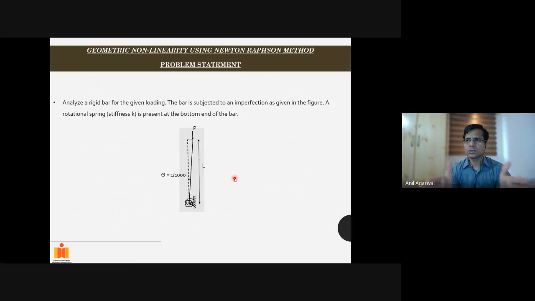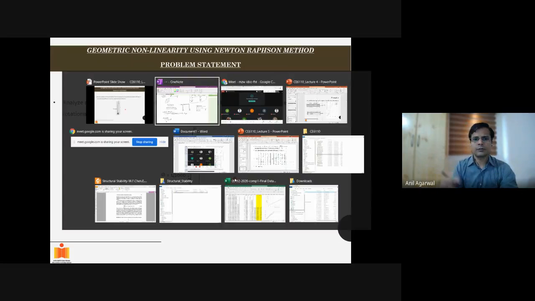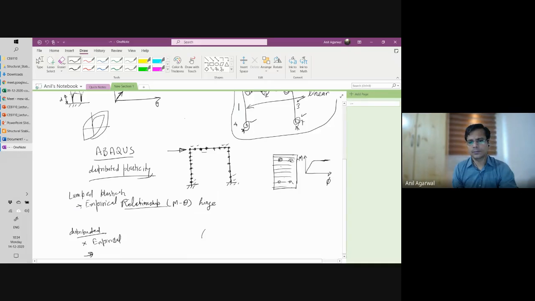Somehow the way this course is designed, we don't have enough time to discuss solving of nonlinear problems in much detail. I hope I'm able to generate some interest in you so that you can pursue it on your own. You can read some textbooks on solving nonlinear problems. In addition to the Newton-Raphson scheme, there is also one very powerful scheme which is called the arc length method.